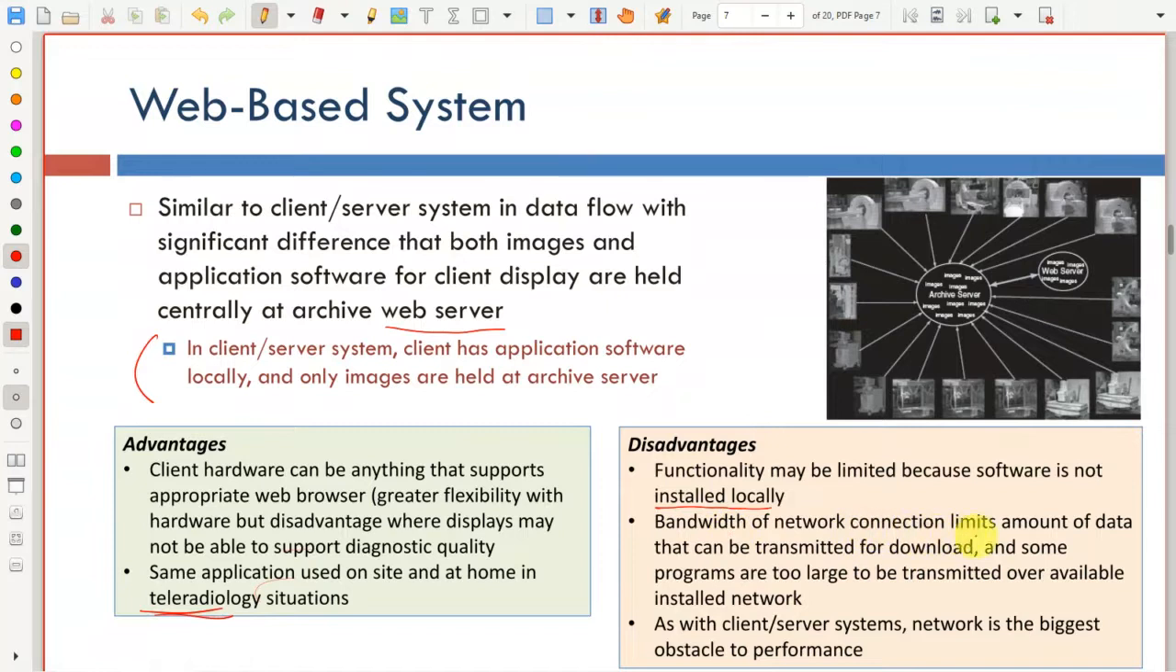Of course, the bandwidth of the network connection limits the amount of data that can be transmitted for download, and some programs are too large to be transmitted over available installed networks. So basically, this is a problem of the internet speed. When we were talking about the internet dependency in the client-server model, we were talking about the local area network. We're talking about the Ethernet inside the hospital itself, or the Wi-Fi. Now we're actually talking about the internet speed, which is much less than the Ethernet that you have locally.